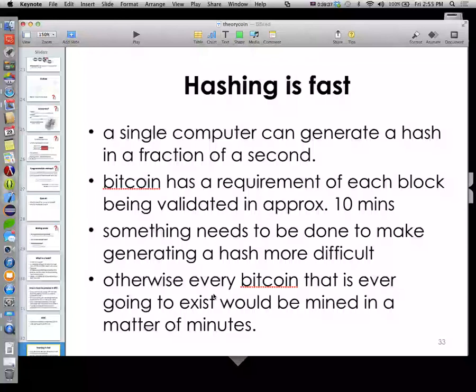So we use that example of what used to take 10 minutes in 2009 would probably take less than a second today. Well, it's a lot faster. So we can't mine all the Bitcoins instantaneously, because every Bitcoin that's ever going to be created has already been spoken for.